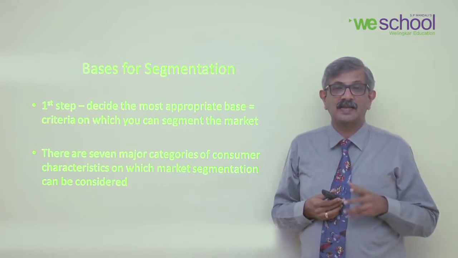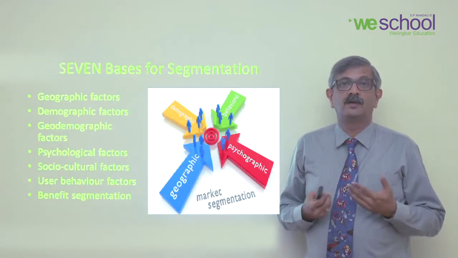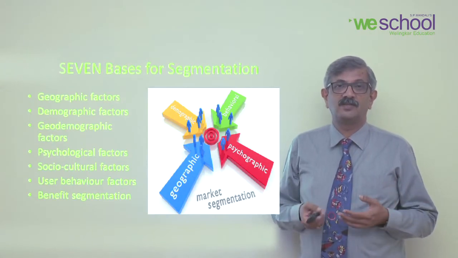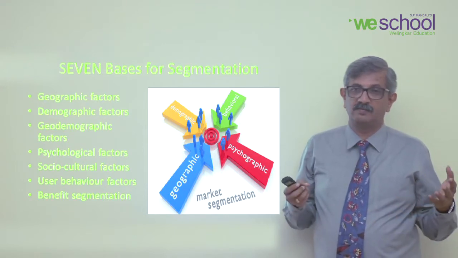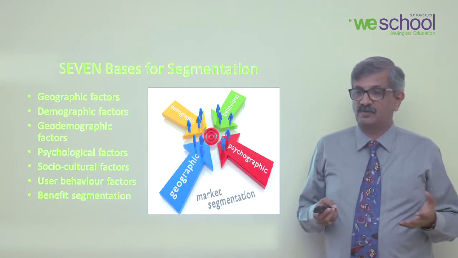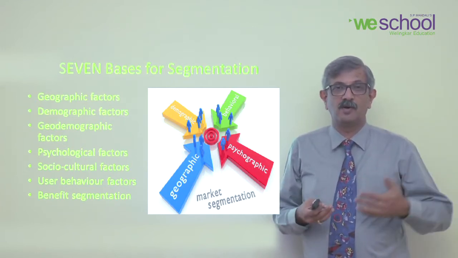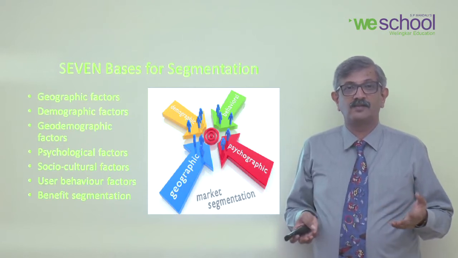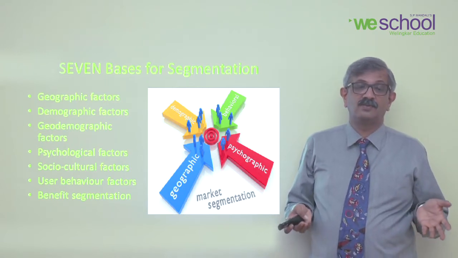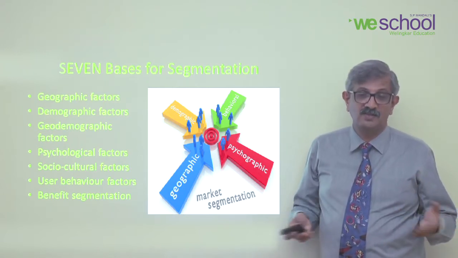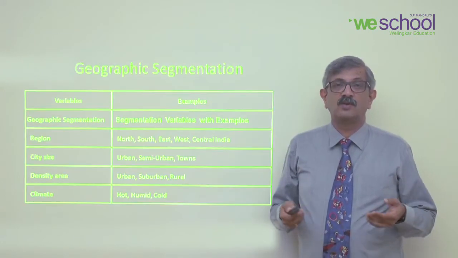There are 7 major categorizations of consumer characteristics on which a market segmentation can be considered. These are the 7 bases for segmentation: geographic factors, to do with the place; demographic factors, so income and all, we will see that; geo-demographic factors, which is both of the above put together; psychological factors; socio-cultural factors; user behavior factors, that is, how does one behave, as similar individuals behave differently; and benefit segmentation.